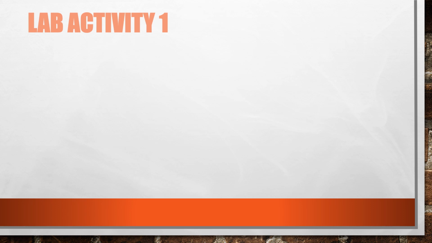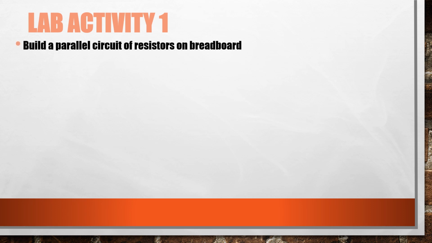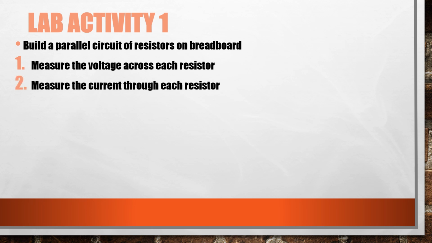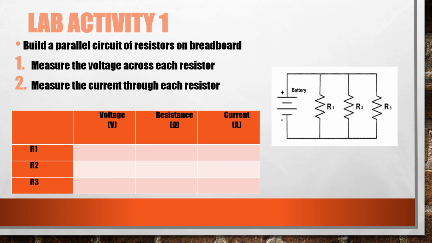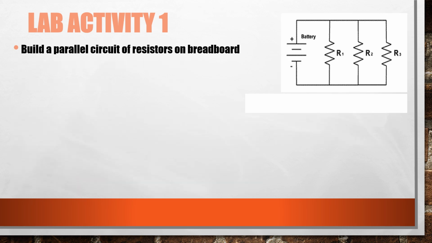Now here is your first lab activity. Build a parallel circuit of resistors on breadboard and measure the voltage across each resistor, and then measure the current through each resistor. Now this is the circuit diagram. It means you have to build this circuit on breadboard. As you can see, there are three resistors in this circuit that are connected in parallel to each other. So you have to build this circuit on breadboard, and then you have to fill this table. Now how you are going to build this circuit on breadboard?